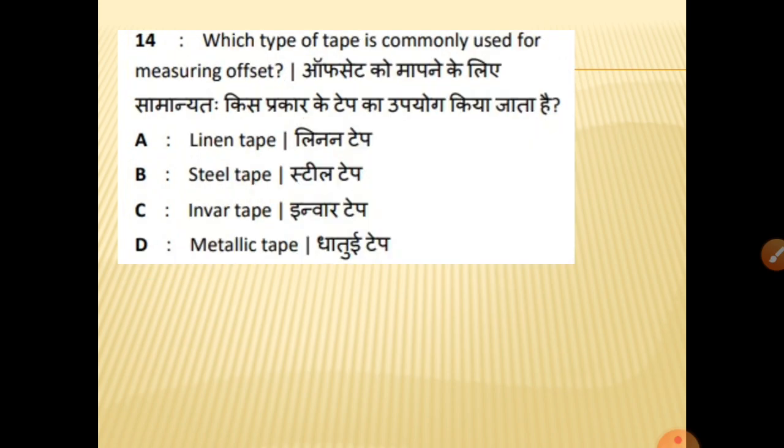14th question. Which type of tape is commonly used for measuring offsets? Linen tape, steel tape, invar tape or metallic tape? Option D, metallic tapes are used for measuring offsets.